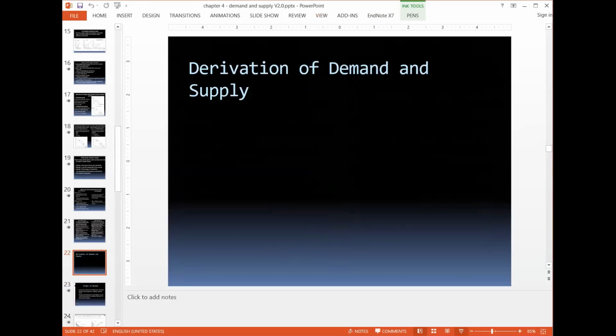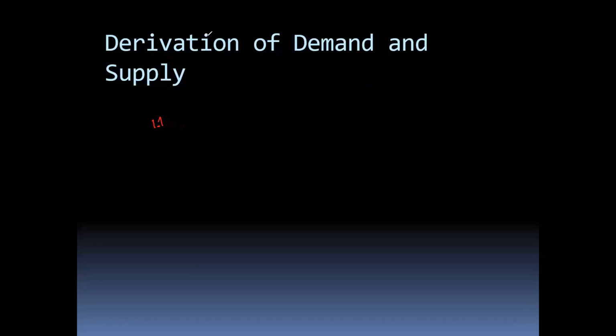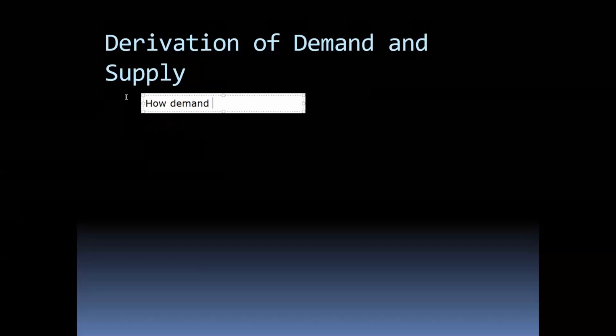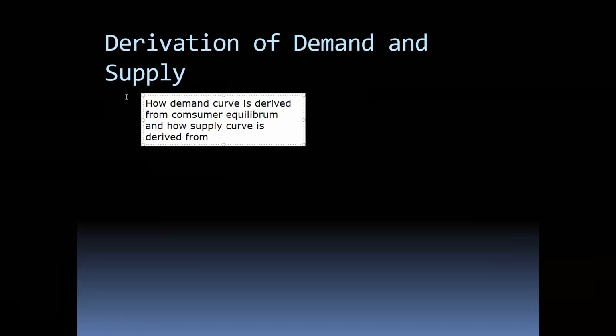So now we are going to study the derivation of demand and supply. I'm opening the slide share so that we can discuss. This topic is related to how the demand curve is derived from consumer equilibrium and how the supply curve is derived from the PPF, the production possibility frontier. So we are discussing these two points here.